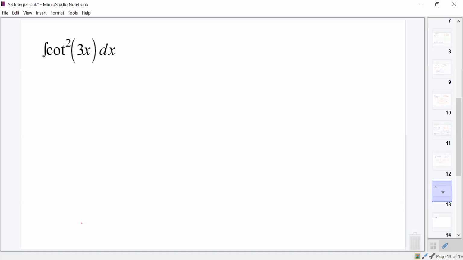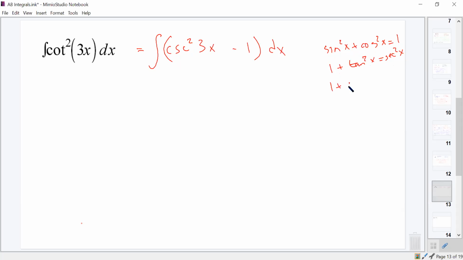True. There's also one for cotangent squared. Cotangent squared of x is equal to cosecant squared of that value minus 1. And that's exceptionally helpful, right? You should know, you got your original one, sine squared x plus cosine squared x equals 1. Well, there's also 1 plus tangent squared x equals secant squared x. And you should also know that 1 plus cotangent squared x equals cosecant squared x. So cotangent squared is cosecant squared minus 1.